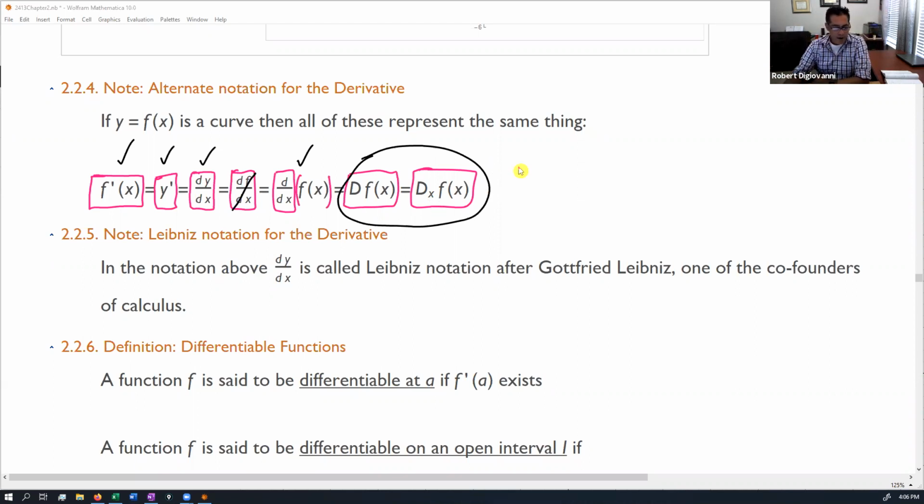Okay, all right, so we've got all these different notations. In the notation above, this dy dx, which just means the derivative, is called Leibniz notation after Gottfried Leibniz, one of the co-founders of calculus.